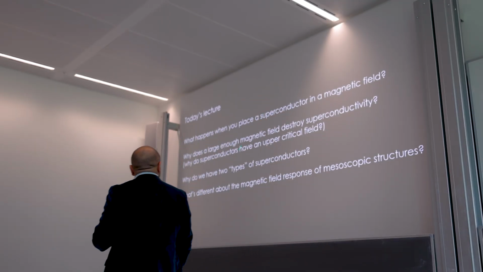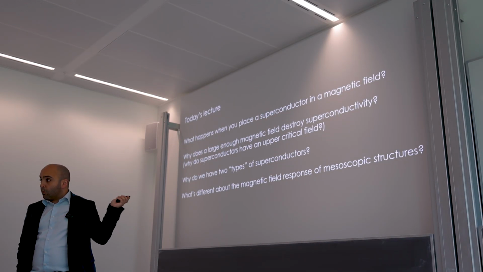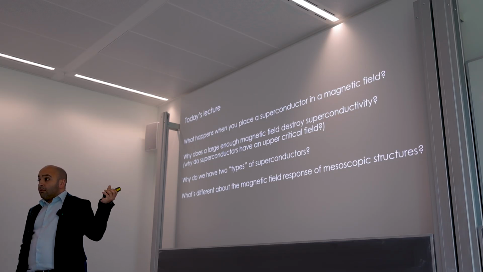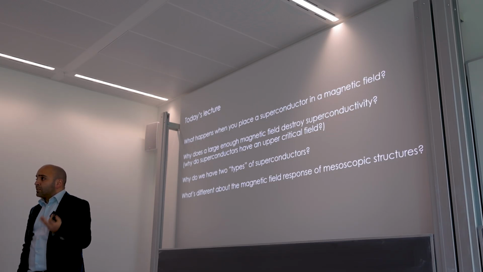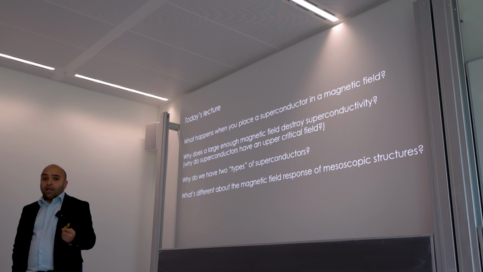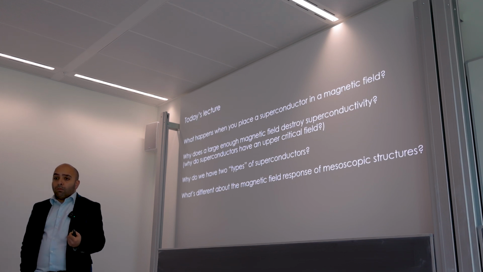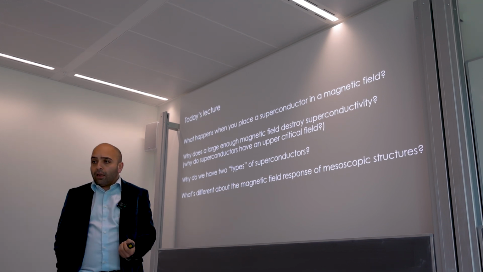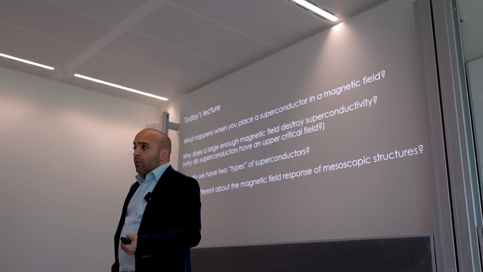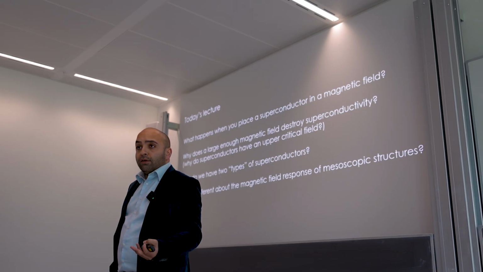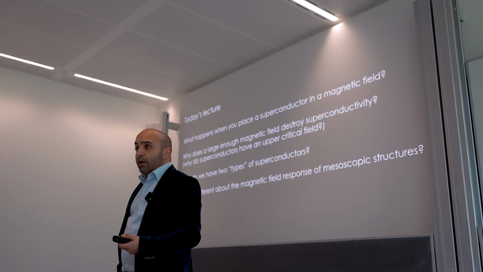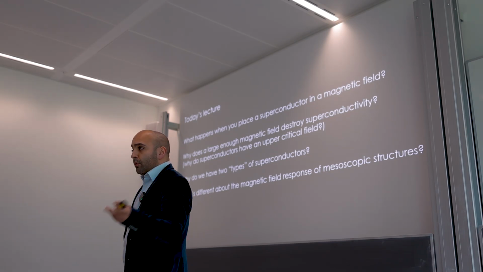So first we're going to, hopefully, understand why we have the Meissner effect. What's the mechanism behind it, really? And also, more importantly, why do we have critical fields? Why does a magnetic field suppress superconductivity? Any idea why? Well, don't worry, we're going to cover that today.